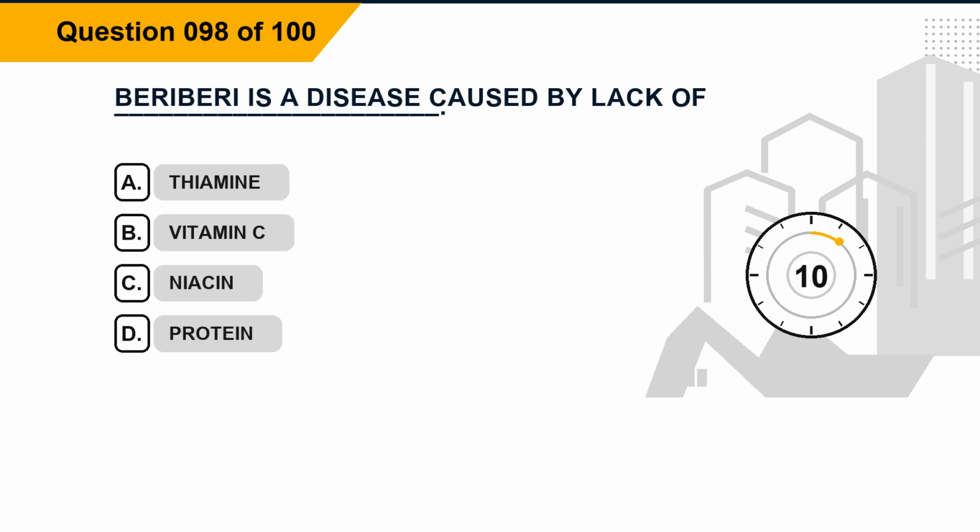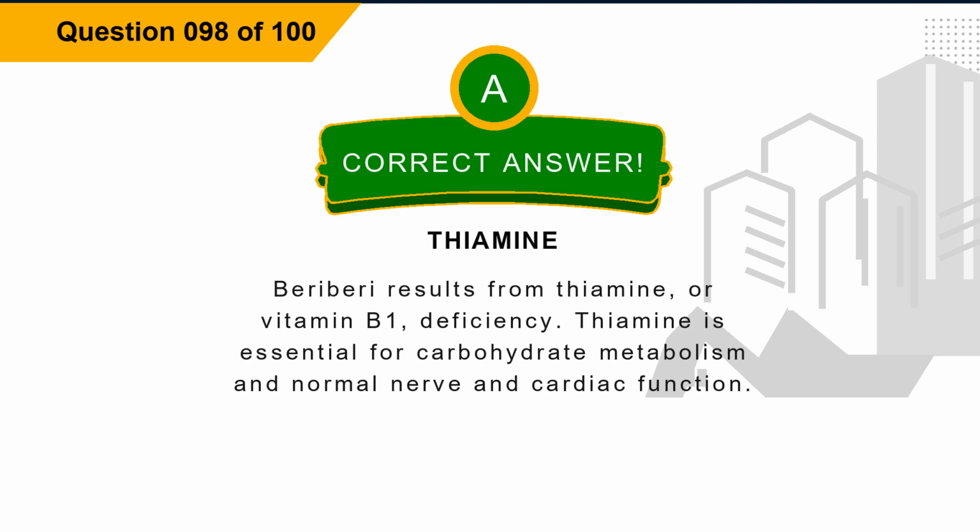Question 98. Beriberi is a disease caused by lack of blank. Option A. Thiamine. Option B. Vitamin C. Option C. Niacin. Option D. Protein. The correct answer is option A. Thiamine. Explanation. Beriberi results from thiamine, or vitamin B1, deficiency. Thiamine is essential for carbohydrate metabolism and normal nerve and cardiac function.